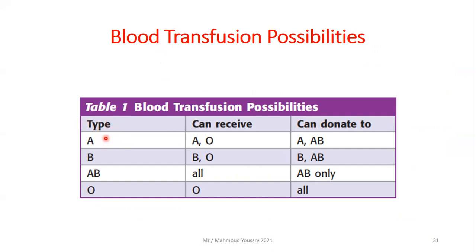Type A blood can receive from A and O, because O does not have antigens of any other blood type, and can donate to A and AB. This is blood type A. Blood type B can receive from B and O and can donate to B and AB. Blood type AB can receive from all and can donate only to AB blood. Type O can receive from O and can donate to all the types of blood.